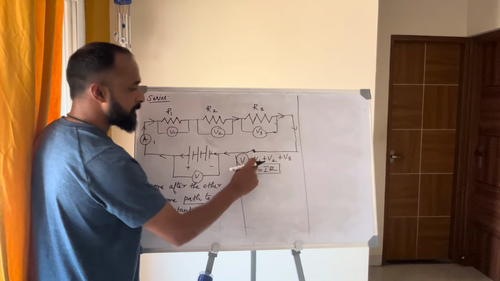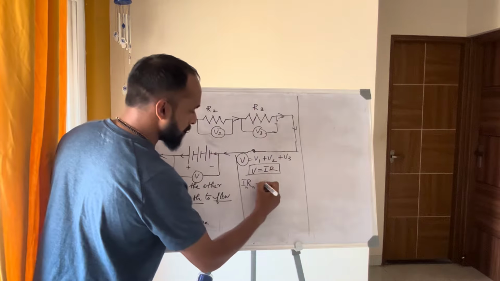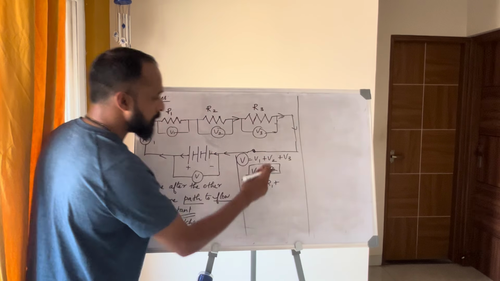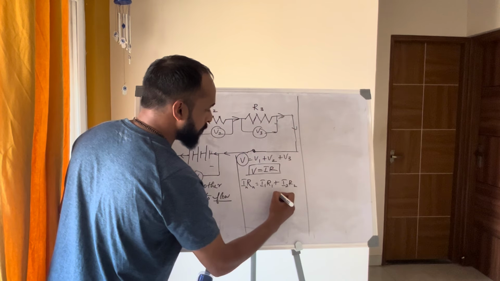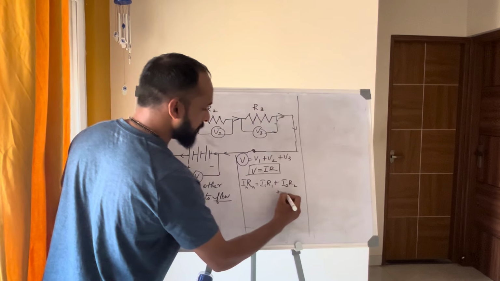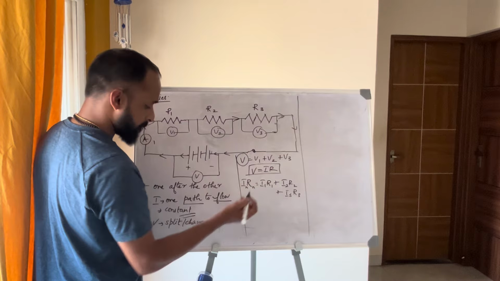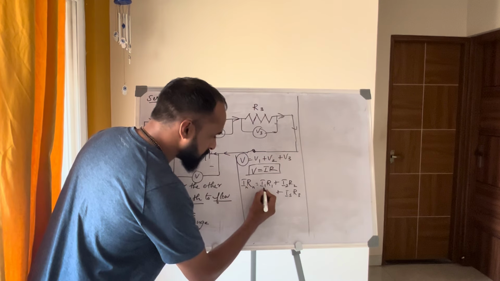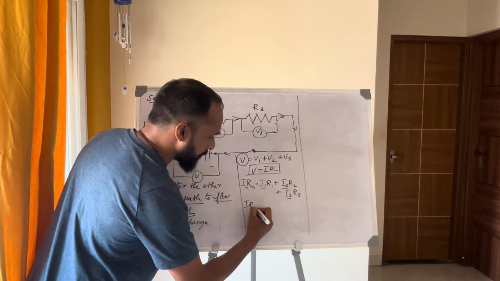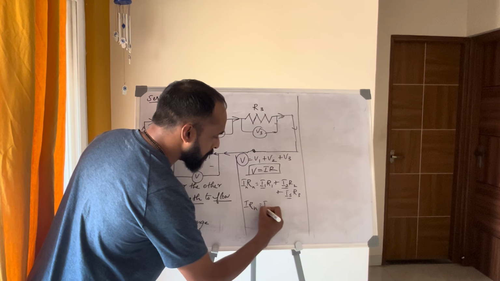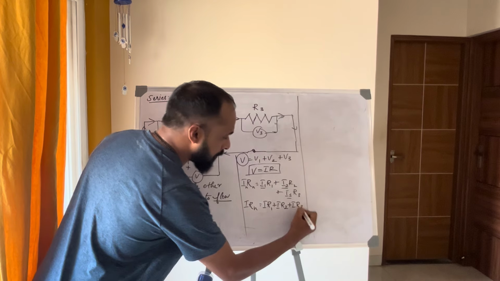Next, what is voltage 1? Current I1 into R1. So I'll take I1 R1 plus, what is voltage 2? Current I2 into R2. And what is voltage 3? Current I3 into R3. But wait, hold on a minute. We know that the current is constant. So instead of writing I1, I2, I3, I can just replace it with I. So I into Rn is equal to I into R1 plus I into R2 plus I into R3.